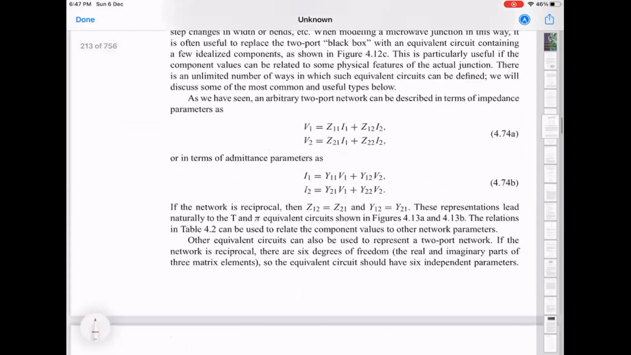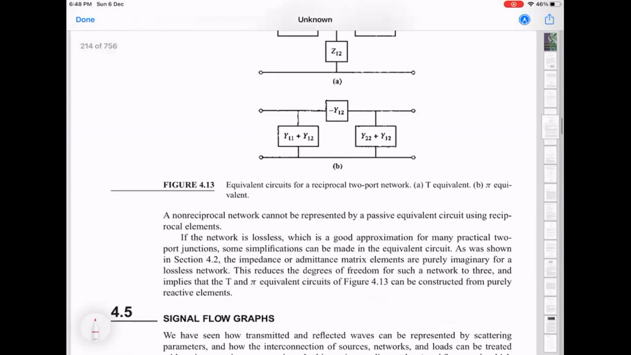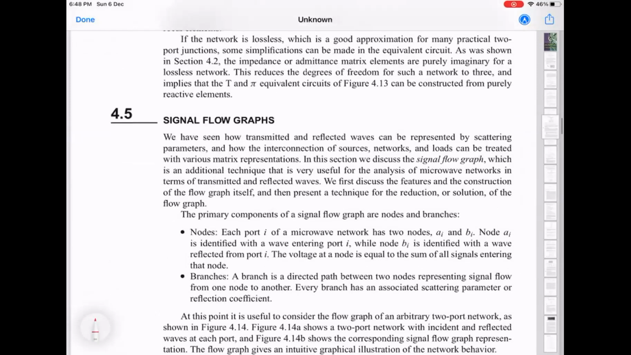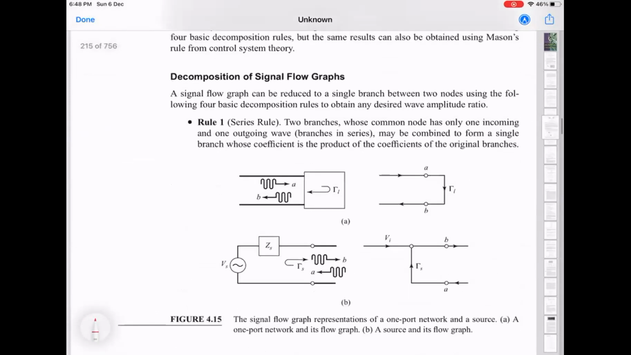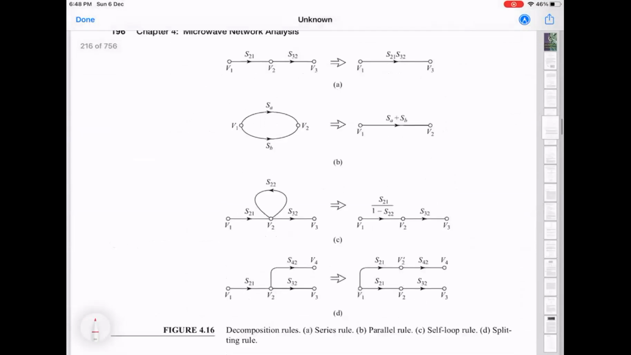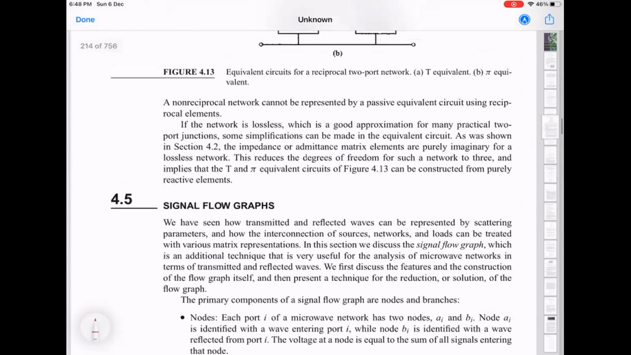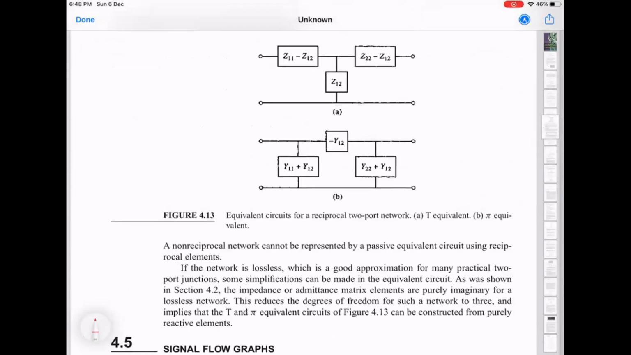So you can read this part, and basically up to 4.4. The rest of the chapter has some additional details which are not super useful, so that's why I asked you to basically stop here. Okay, so now let's move to Microwave Office.